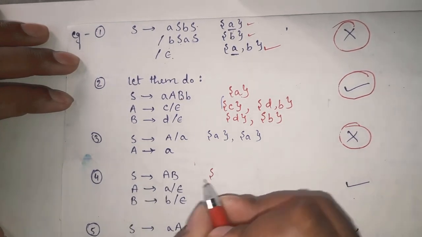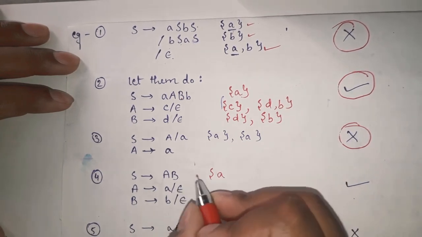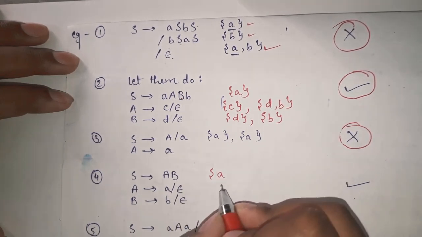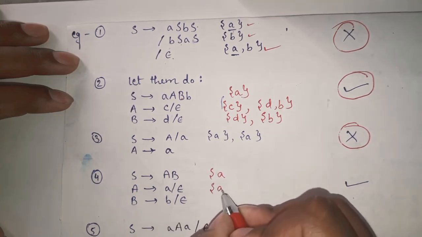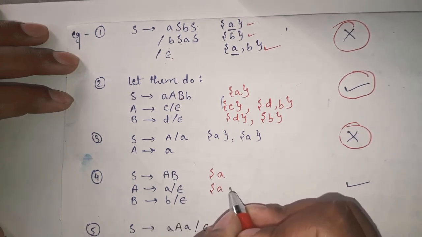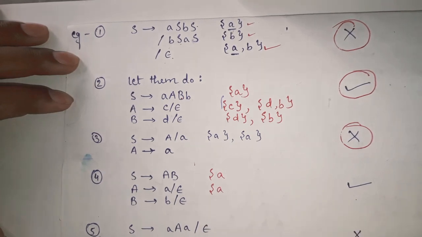Fine. Then fourth, S gives capital AB, where it will be placed in the first of A. So it will be in the first of A, that is A, and this will be null. This will be placed inside the follow.